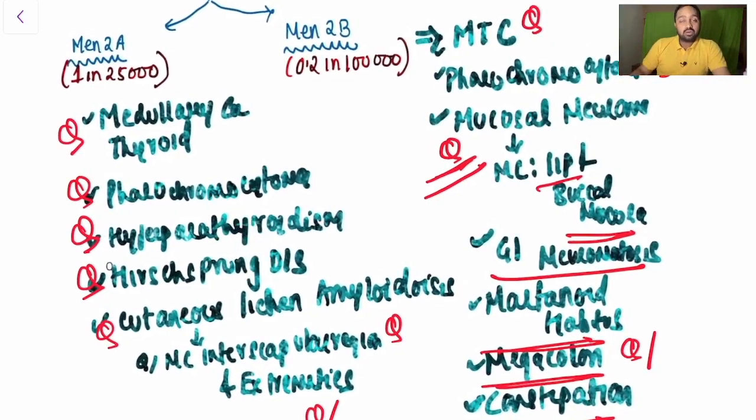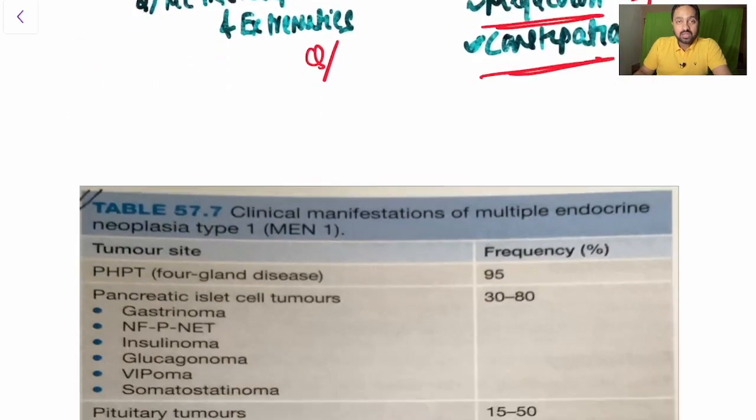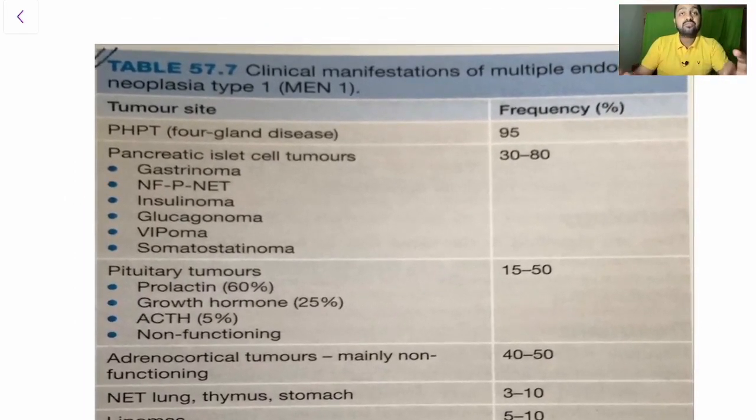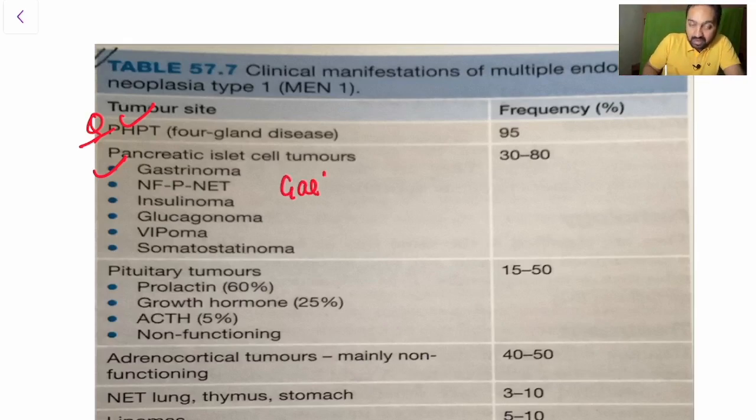Right, so a few important points regarding your MEN1. So you have this table from your Bailey and Love. So you have your MEN1, remember your 3 P's, which are your parathyroid, pancreas, and your pituitary, right? So in parathyroid you have your 4 gland disease, in pancreas you have your gastrinoma, functional and non-functional pancreatic neuroendocrine tumors, insulinoma, glucagonoma, right? So please remember your gastrinoma is more common compared to insulinoma.